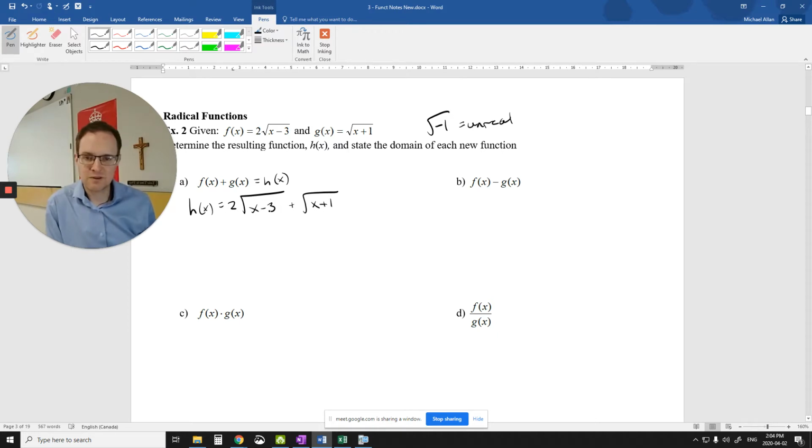Now I can't really simplify these two. They're not like radicals, so I can't add them together. We're just going to be stuck with the way this looks.